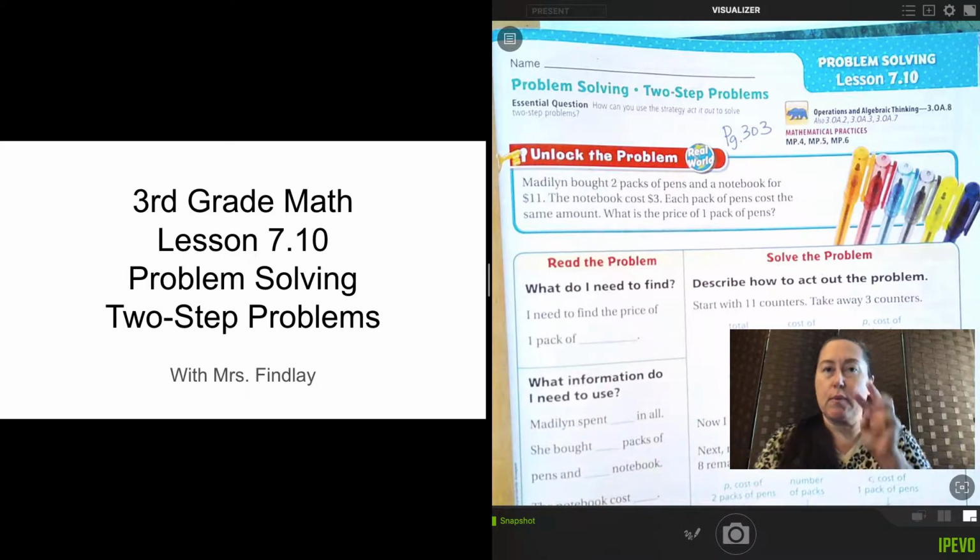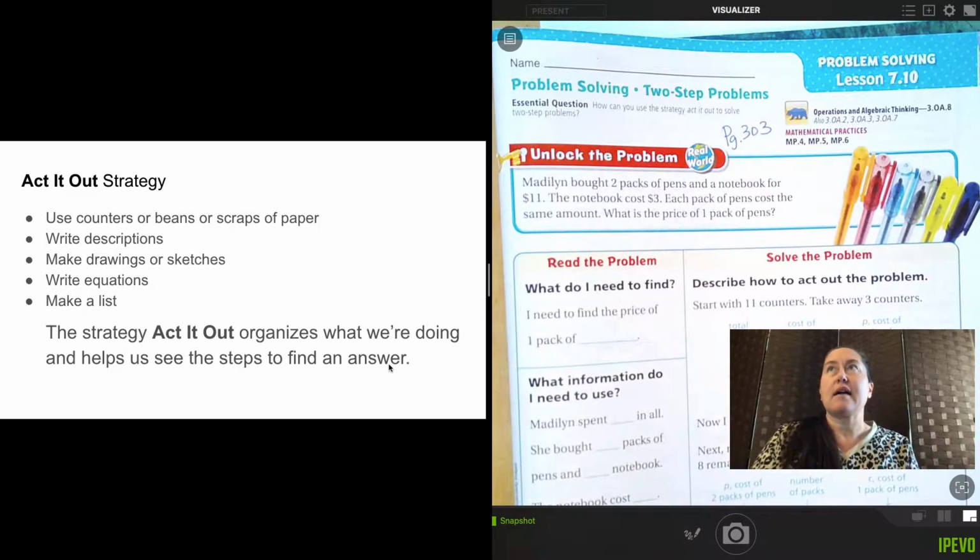So in 3rd grade we're working on two-step problems. And let's just go over a few basics about multi-step, two-step problems. So the act it out strategy, you're going to use counters or beans or scraps of paper. I'm using little dog biscuits today because that's what I have handy. You could write descriptions. You could make a drawing or a sketch. You can write out an equation. You could make a list.